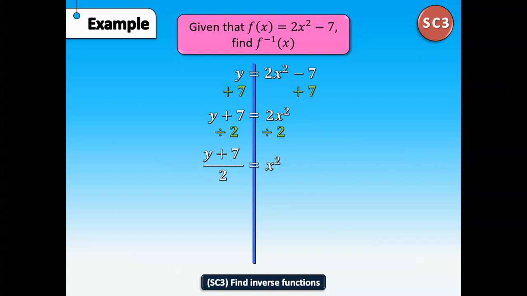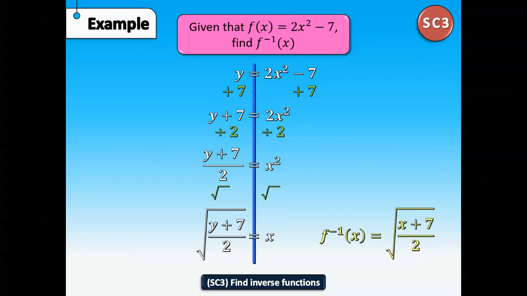And then we need to square root both sides to get rid of the squared. So x is the square root of y plus 7 over 2. We then replace the y with an x, and that's our answer.